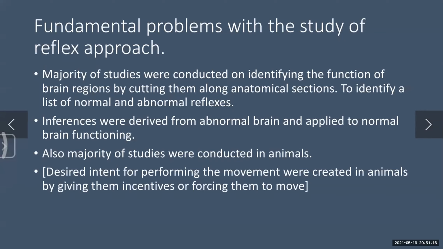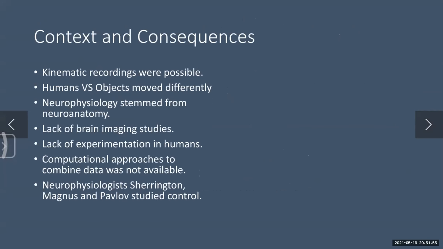Now, one of the major things with the study in animals is how the desired intent of performing the movement was created in animals. When they did animal studies, it was not that they had told them and the animal wanted to do a particular movement. The animals cannot be made to do that. So either they gave an incentive by giving food and making it move, or they used a treadmill and other things by which they forced them to move. And since they had cut the nervous system, the intent component was not completely there in those animal studies.